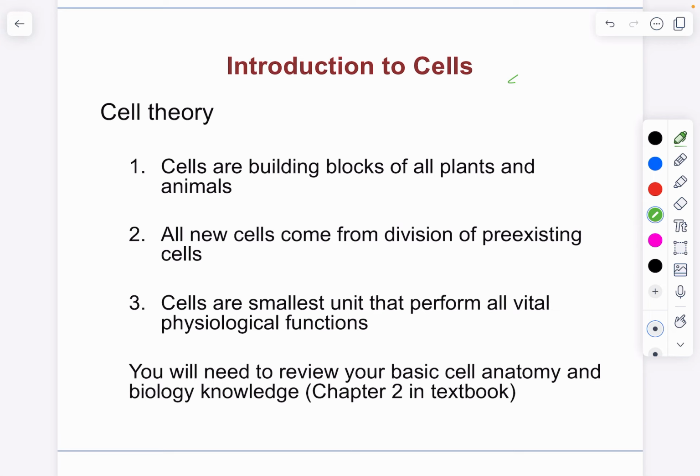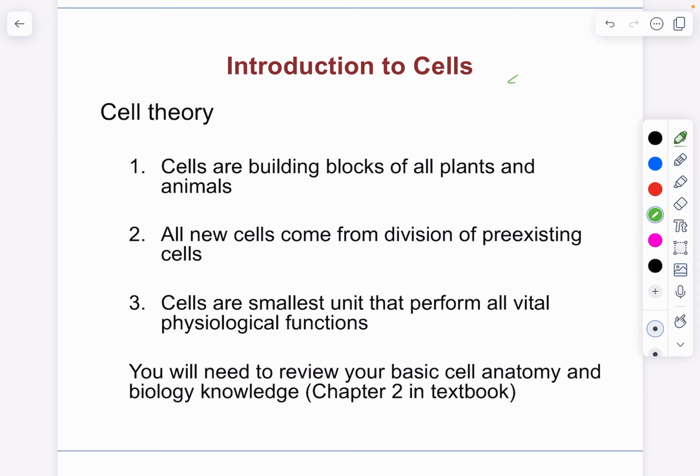So there are 3 major components to the cell theory. The first one being that cells are the building blocks of all plants and animals. The second one is that all new cells come from division of pre-existing cells. So that could be through mitosis. And then the third component is that cells are the smallest unit that perform all vital physiological functions.